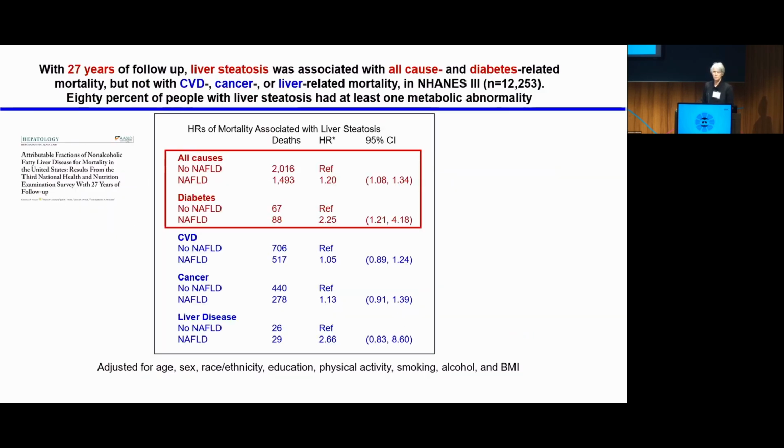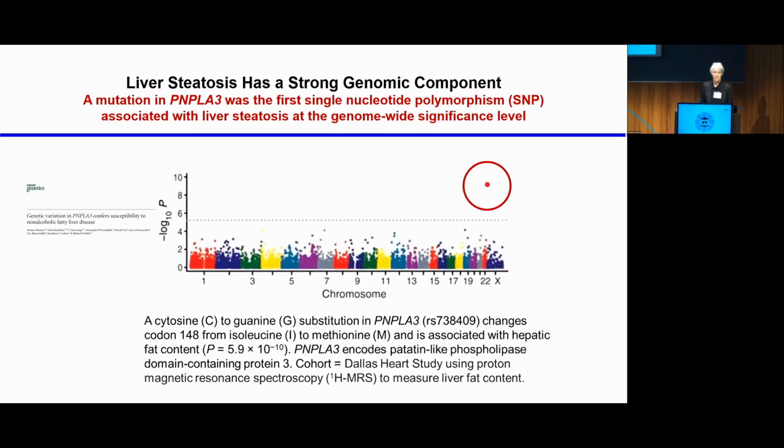So long-term studies, and I want to emphasize this is a 27-year follow-up of liver steatosis, actually did not find any association between liver steatosis, cardiovascular death, cancer death, or liver-related death. It did show an increase in diabetes death. And this is one of the reasons why if you see liver steatosis in your radiology image, please report it, because it can be used to get important information about disease risk factors beyond liver disease, in this case, diabetes.